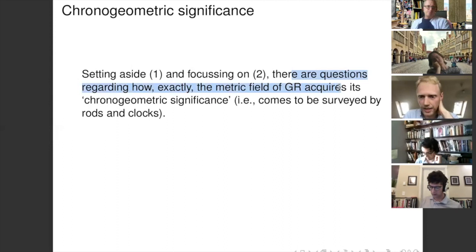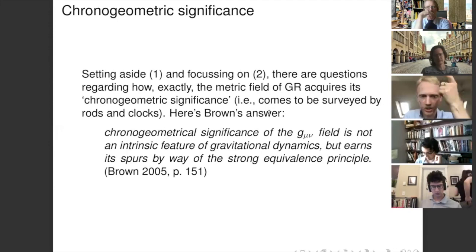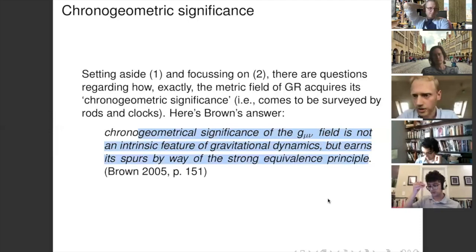And this is something which Brown talks about in the last chapter of his book and which many papers have been written about in recent years. Brown's answer to this question of how it is that the metric field of GR acquires its chronogeometric significance is this. He writes, chronogeometrical significance of the metric field is not an intrinsic feature of the gravitational dynamics, but earns its spurs by way of the strong equivalence principle. Now, I haven't talked about the strong equivalence principle by this name yet, but I have mentioned its content.